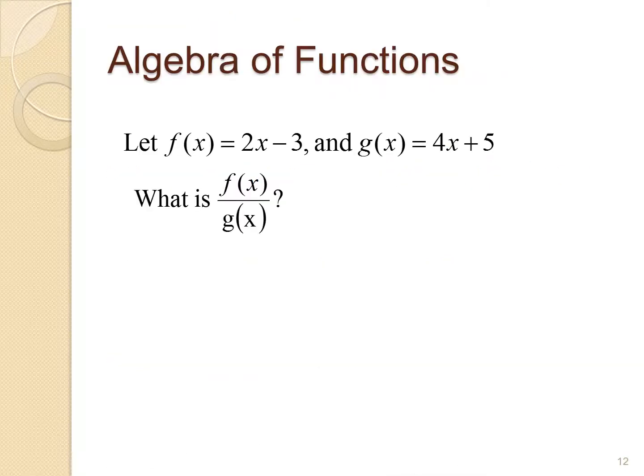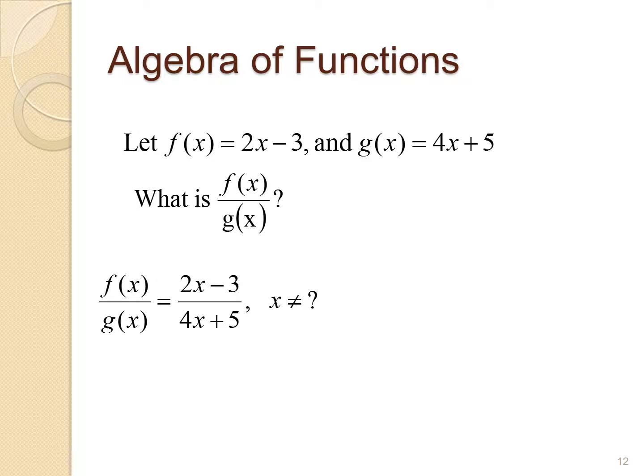Continuing with the algebra of functions, can we divide functions? Well, yes, of course we can. f of x divided by g of x. In this case, using our same f of x and g of x as before, we would get 2x minus 3 divided by 4x plus 5. Now, when we're doing this, we have to realize we've turned this into a fraction, and the denominator, the bottom of the fraction, can never be equal to 0. So we always need to keep this in mind.